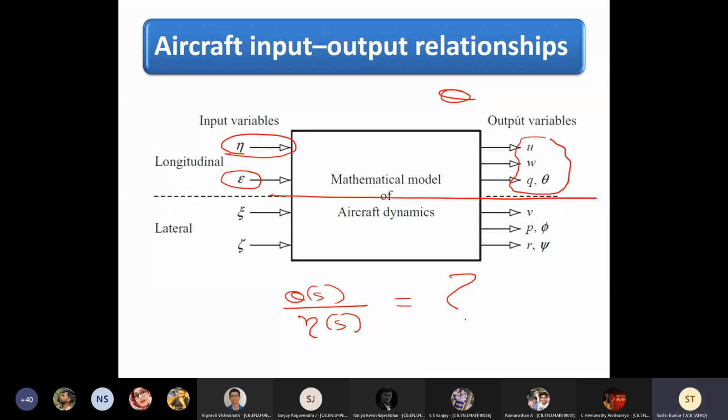So I will have a transfer function like theta of s for elevator. I can have u of s for elevator deflection. U is forward velocity. W is vertical velocity, so I can have a number of transfer functions. If I'm interested in vertical velocity, I'll have W of s by eta of s, and so on and so forth. Now we'll have to see some methodology for deriving this transfer function.